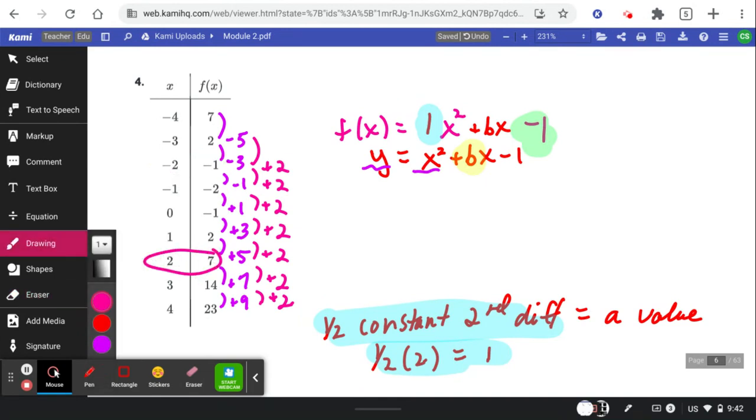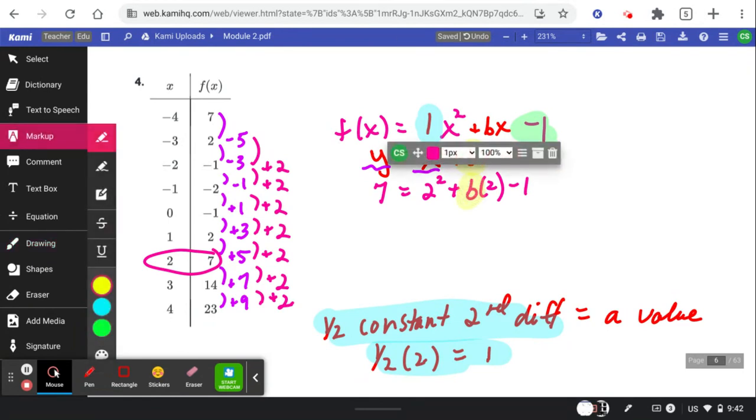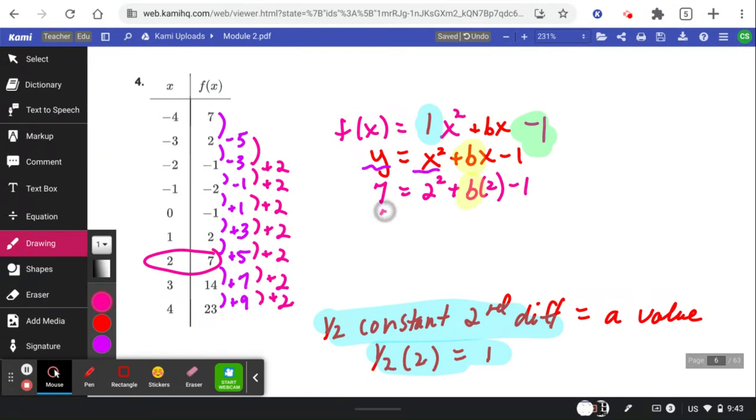Ms. Sanchez loves 27, so I'm going to use the 2, 7 pair. So here I go. My y value is a 7. My x value is a 2. And there's a minus 1 at the end. The only thing I'm leaving as the unknown is this b value that I'm trying to solve for. 2 squared is 4. 4 minus 1 is 3.